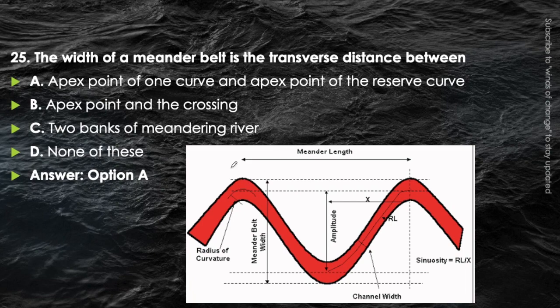In this you can see this is the meander width. This is one curve, starting from here to the reverse curve. This is not reserve, this is reverse curve. Okay, this is the first curve, this is the reverse curve. So the meandering width is the distance between, this is the apex point of one, this is the apex point of second, and the distance between these two is called the meandering width.